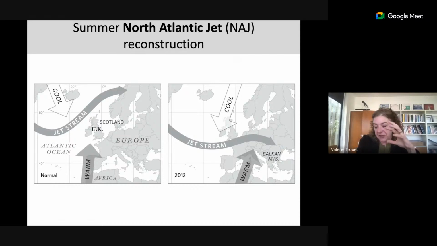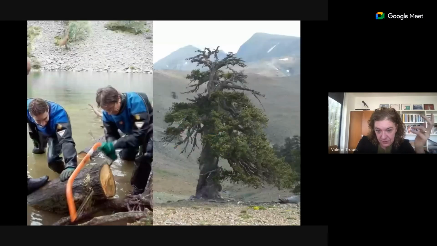And then in contrast, the warm air from the tropics gets kind of stuck south of the jet stream, and so you get heat waves in the Balkans. This is what we call a dipole. It's a seesaw, basically, between the summer weather in northwestern Europe, in the UK and Ireland, versus in southeastern Europe, in the Balkans and Italy.